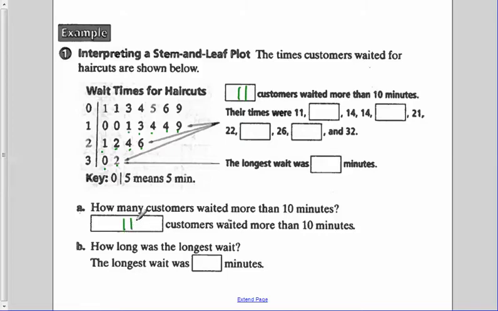And then their times that they waited: I've got 11 minutes, and then 13, 14, 14, and then 19, and then 21, 22, 24, 26, 30, and 32. The longest wait time would be the greatest one here, and the 3 on the left side of our bar in our stem and leaf plot is a tens place, and then the 2 is in the ones, so 32 minutes.